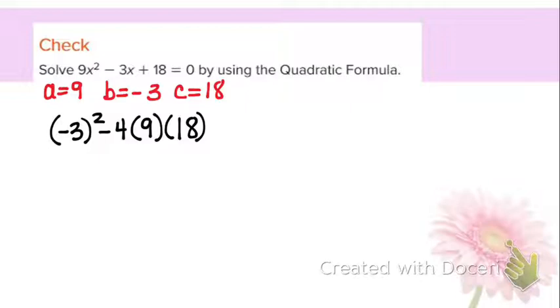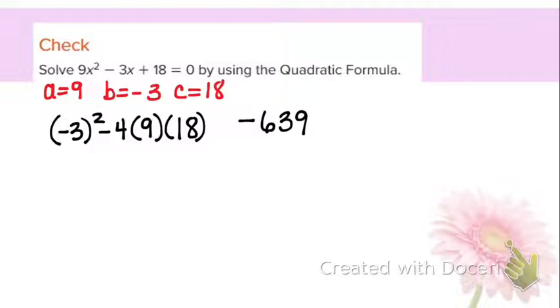I think you get, is it negative 639? Negative 657? Hold on, let me type it in again. So parentheses, negative 3 squared minus 4 times A. A is 9. C is 18. All right, I got negative 639. Anyone else get negative 639? If you didn't get negative 639, you can bring up your calculator. I'll help you figure out what you typed in wrong.